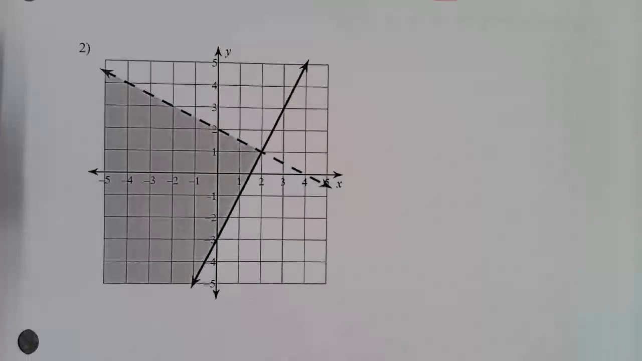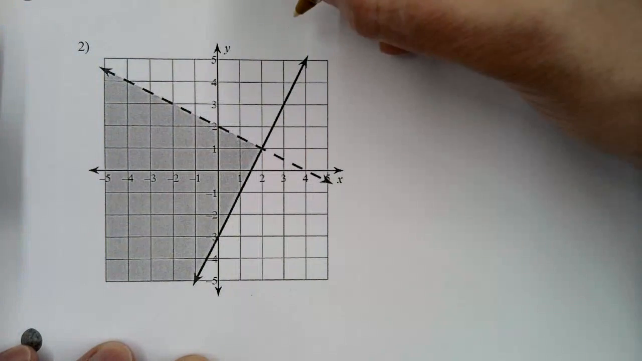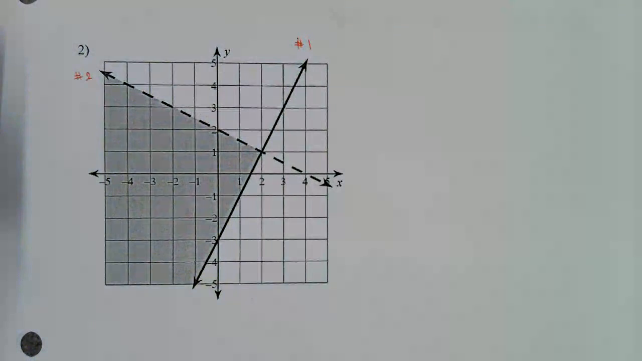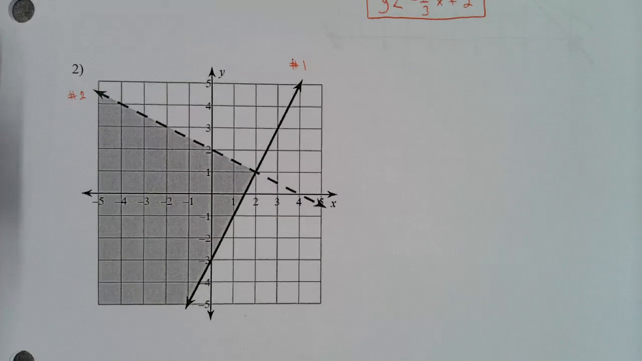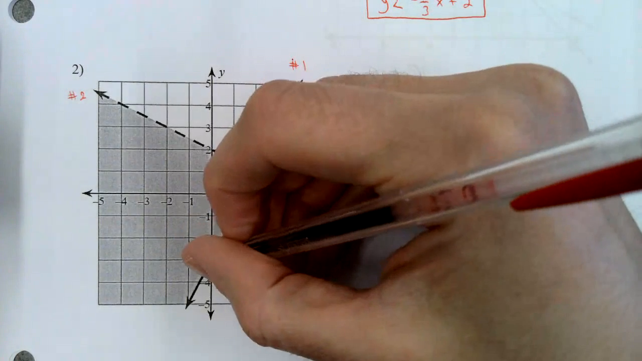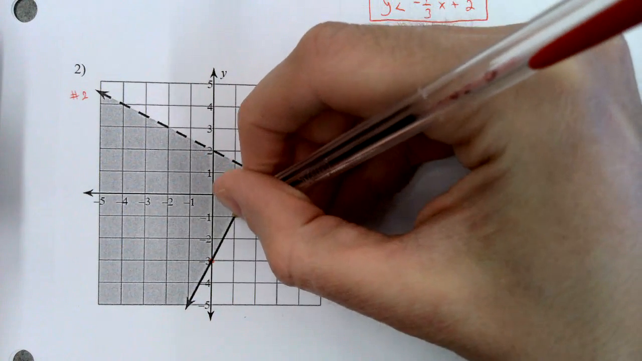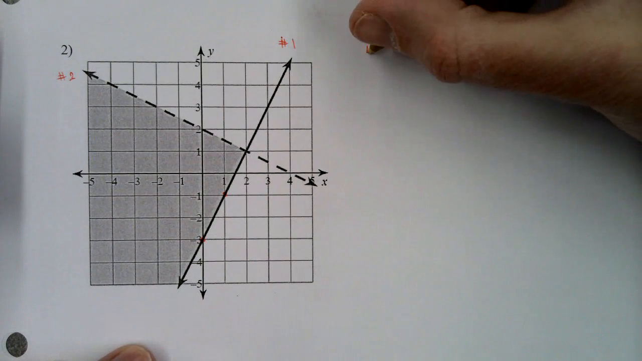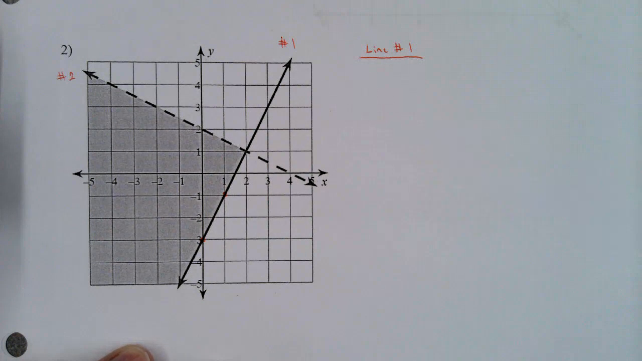Try number 2. Again, just to make it easier, I'll call this one number 1 and this one number 2, just to make it easier when I refer back to it later. All right, here we go. Line number 1, let's get the slope and the y-intercept. So the y-intercept is negative 3. And the slope looks like it's up 1, up 2, right 1, so slope will be 2. So line number 1 has a y-intercept of -3 and a slope of 2.